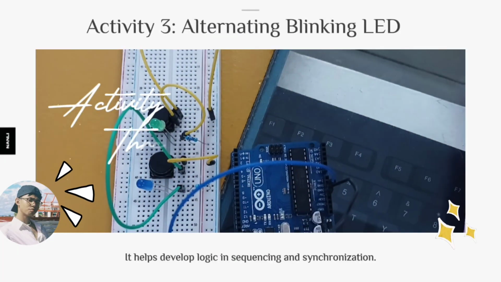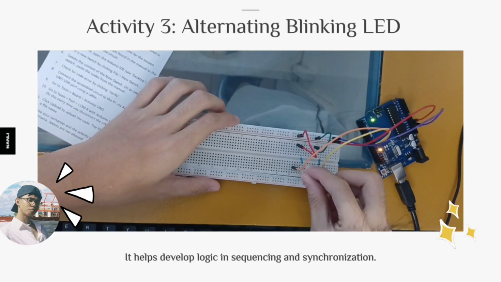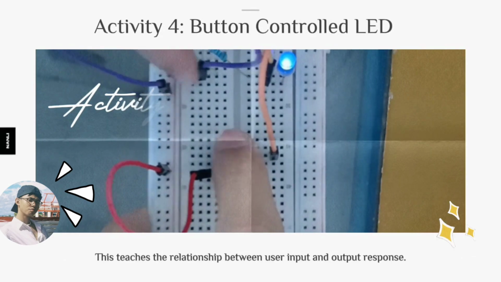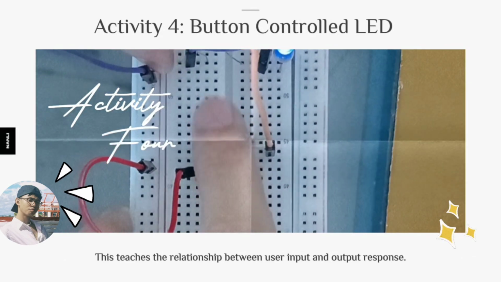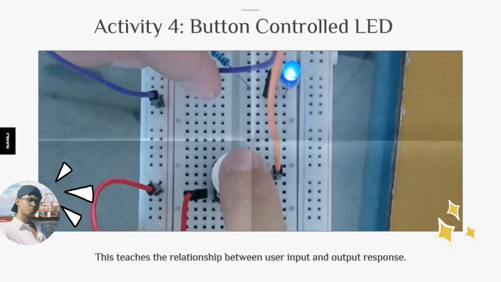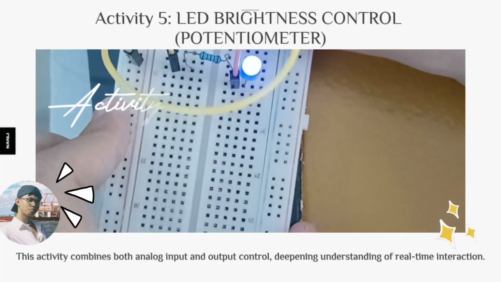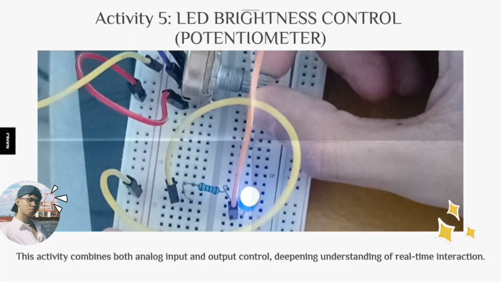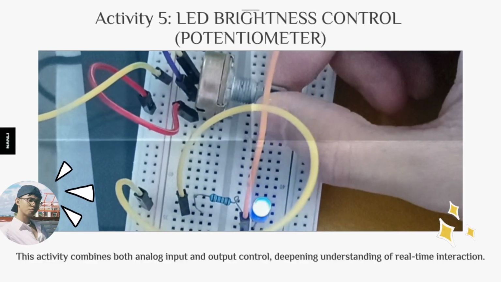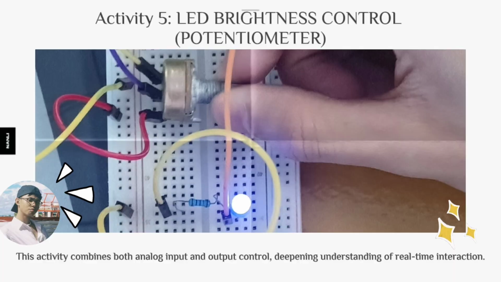Activity 3. Alternating blinking LED. 2 LEDs blink alternately in a loop, demonstrating timing control and multi-output programming. Activity 4. Button-controlled LED. A push button is used to turn the LED on and off, introducing digital input control. Activity 5. LED brightness control using a potentiometer. A potentiometer adjusts the LED's brightness by sending analog input values to the Arduino.